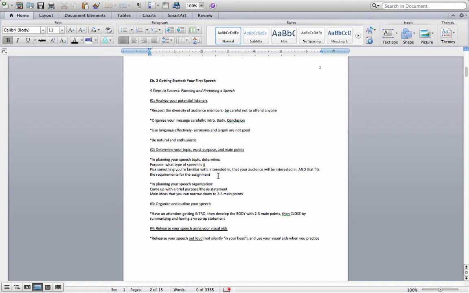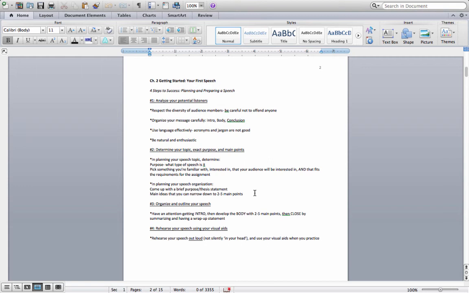Also be sure that it fits the requirements for the speech. Don't give a speech that is inappropriate for the classroom, and also within your speech, the certain organization that's required will differ depending on your teacher or the situation. In planning your speech organization, you need to come up with a brief purpose or thesis statement, and your main ideas. Some people come up with maybe 10 ideas to start out with, and then start narrowing those down to somewhere between 2 and 5 main points. The standard is 3, and depending on the textbook you look at, they will say you can have as few as 2 or as many as 5 main points for your speech.